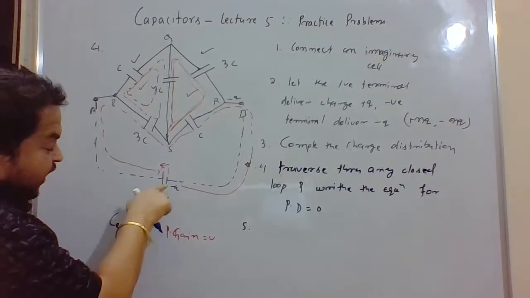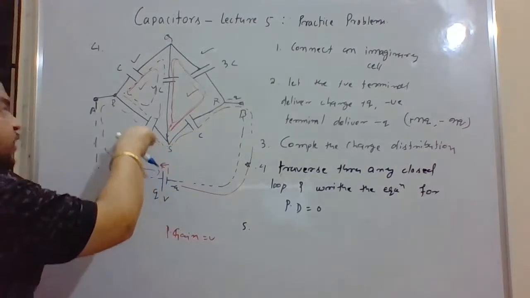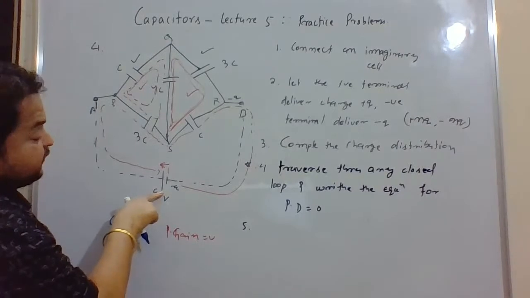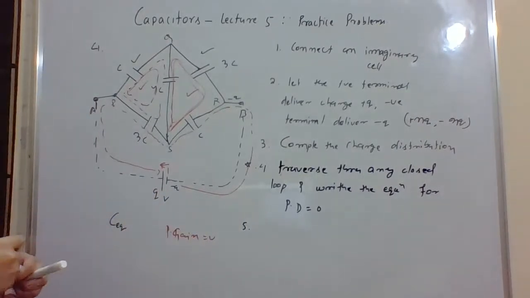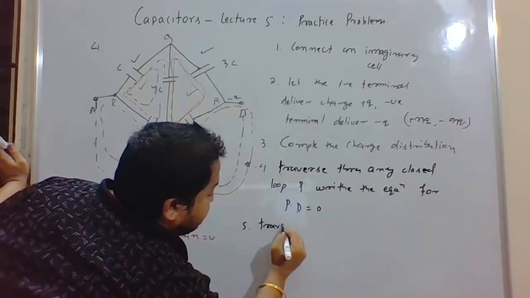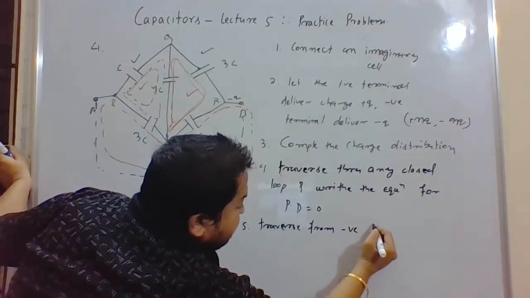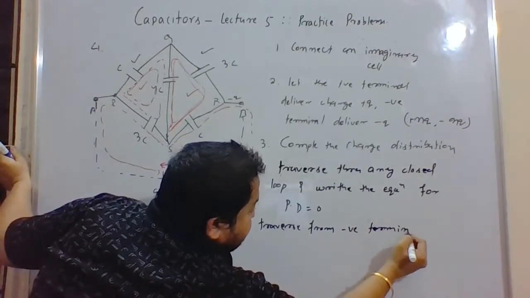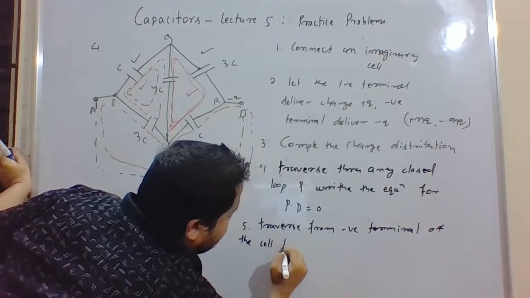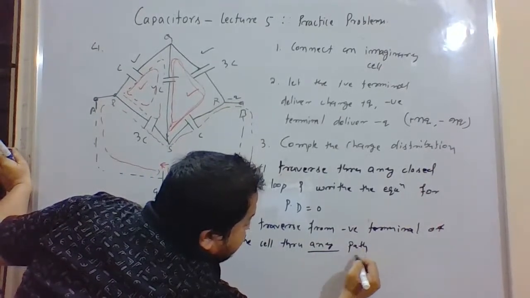So I should traverse from the negative terminal, choosing any one path in the circuit up to the positive terminal, and the potential difference would be V. So I would write that. The next thing that we'll do is traverse from the negative terminal of the cell through any path. Remember, any path. I can choose any path.